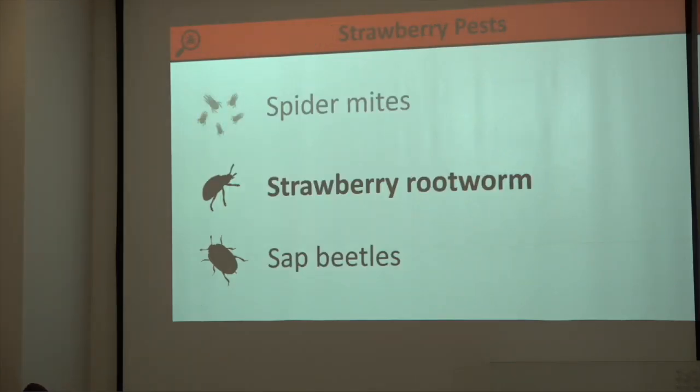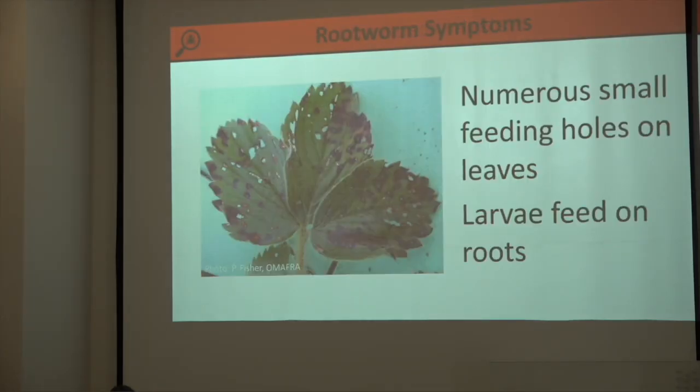So now we'll talk about rootworm. Many people have told me they have this problem. Unfortunately, nobody works on it because it's not a common problem. You will recognize that you have strawberry rootworm because you see numerous small holes on the leaves. That's usually your first sign. That's the adult feeding. It's like a shotgun feeding. The larvae feed on the roots, which is why they're called rootworms.